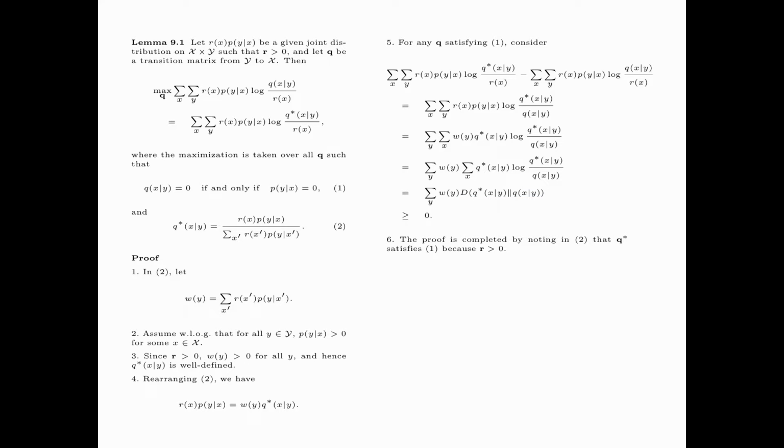The proof is completed by noting that Q star, as defined in equation 2, indeed satisfies the constraints in equation 1. It is because w(y) is greater than 0 and R(x) is also greater than 0. Therefore, Q star(x|y) is equal to 0 if and only if P(y|x) is equal to 0. That is the constraints in equation 1.